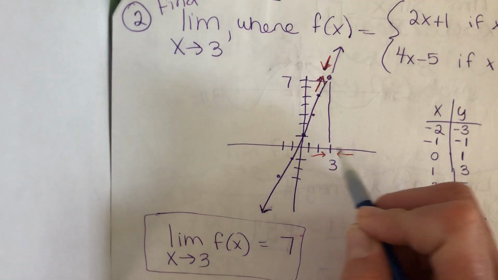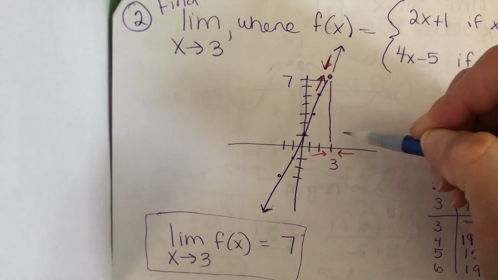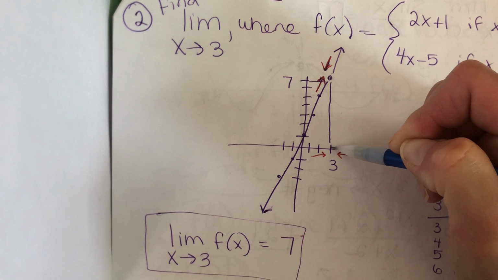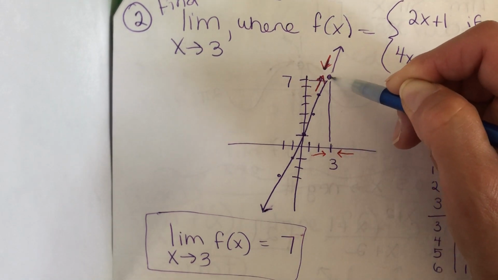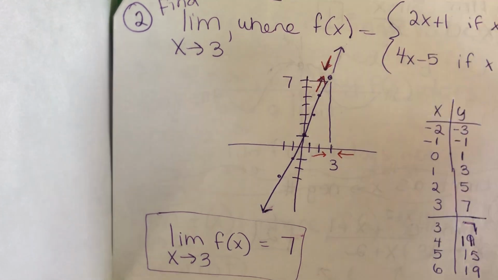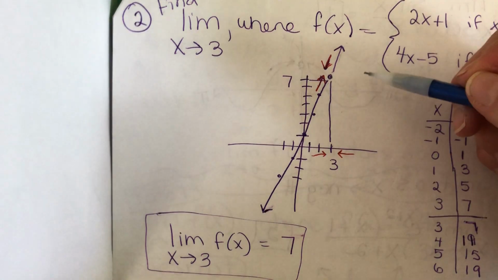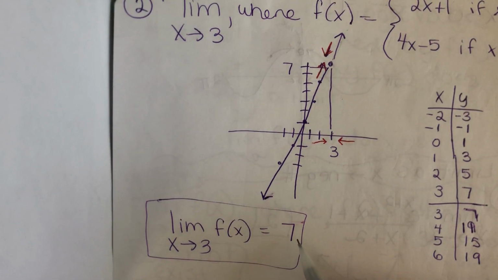When I look at it from the left and from the right, I want to see what y value we are getting close to. So when I look at the number 3 from the left and from the right, it is approaching the y value of 7 from the left. It's approaching the y value of 7 from the right. And since it approaches the same number from the left and the right, we can find its limit, which is 7.